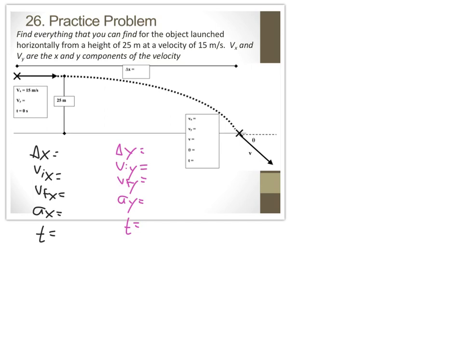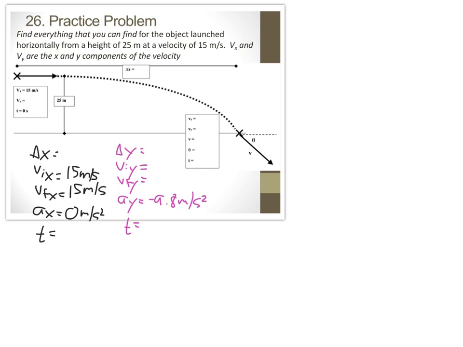So I know as always that my acceleration is 0 in the x direction. I know that my acceleration in the y direction is going to be negative 9.8 meters per second squared. I'm told that it's launched at a velocity of 15 meters per second horizontally. So that's going to be my initial in the x, and because I'm not accelerating in the x direction, that's also my final in the x direction.